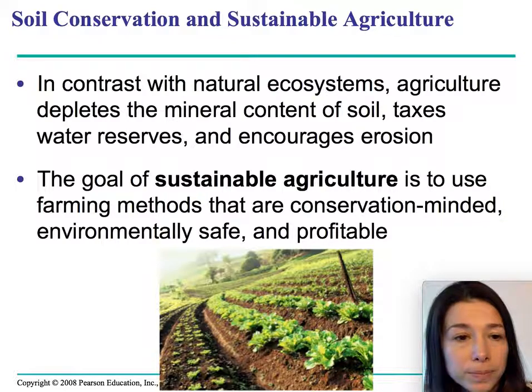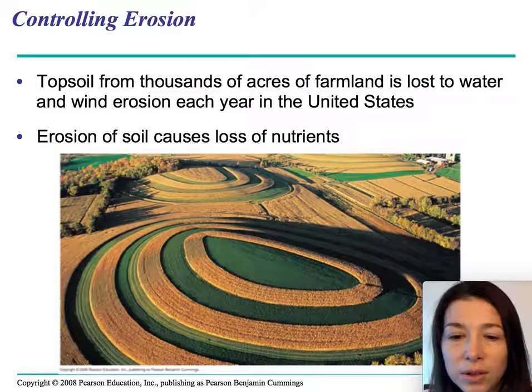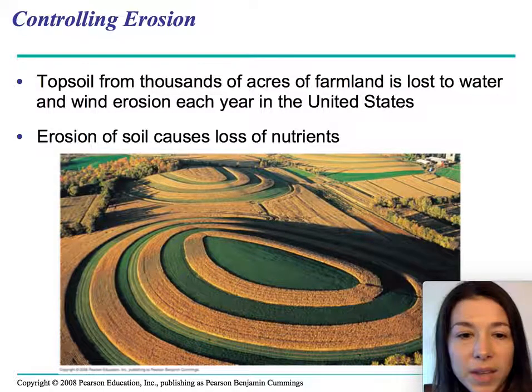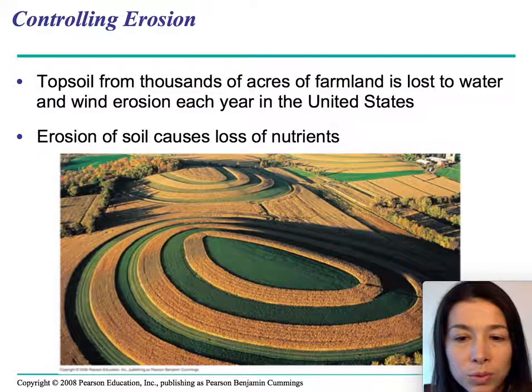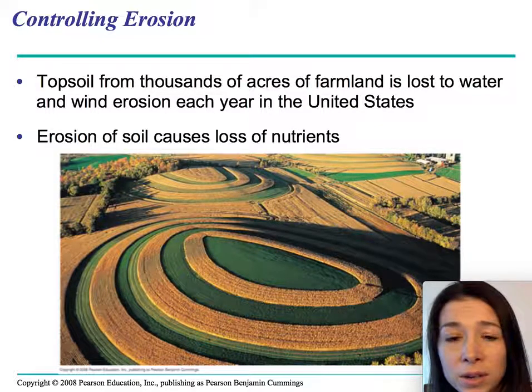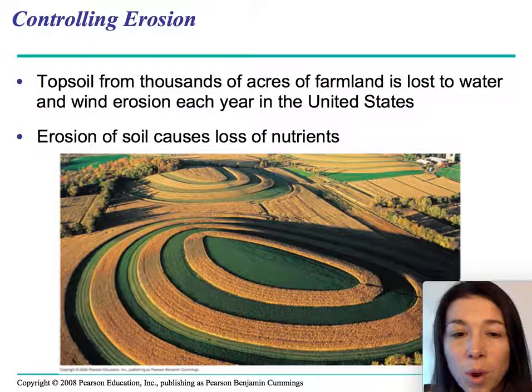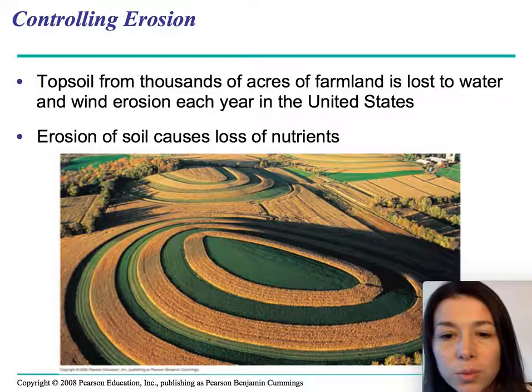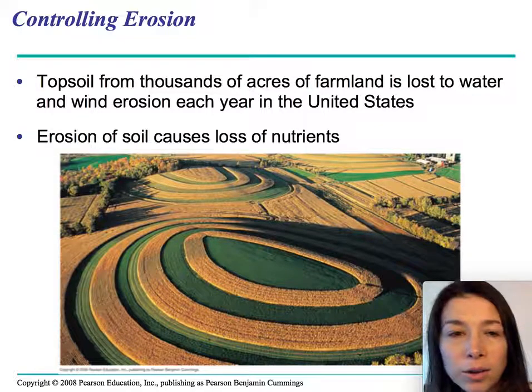To prevent that kind of erosion, we can use various farming methods that promote conservation and are environmentally safe and profitable. One example of that is creating fields that look kind of like this. So instead of having a flat field, you create these layers, these different steps, and this controls erosion of the land, especially when it's not flat. So this is going to prevent erosion due to water and wind. So that's one way to control erosion.